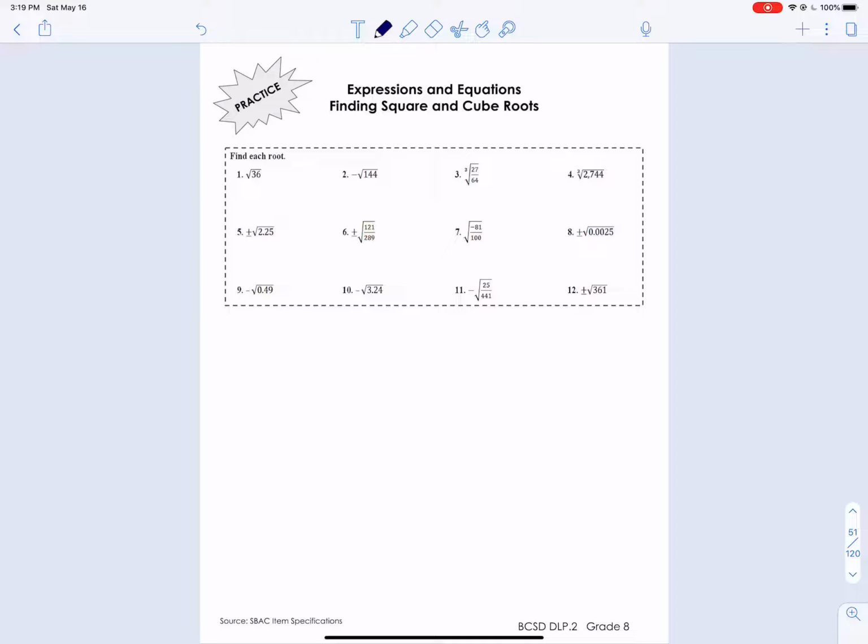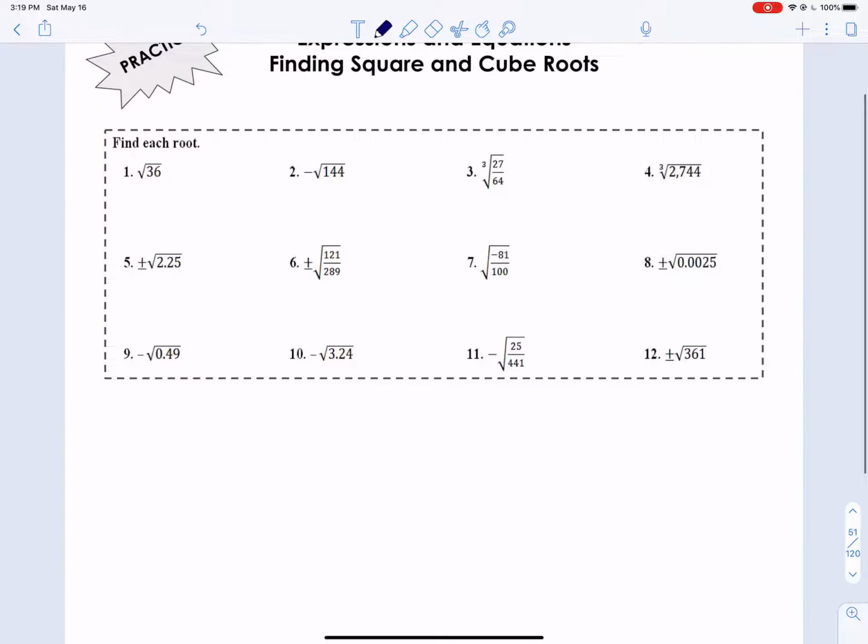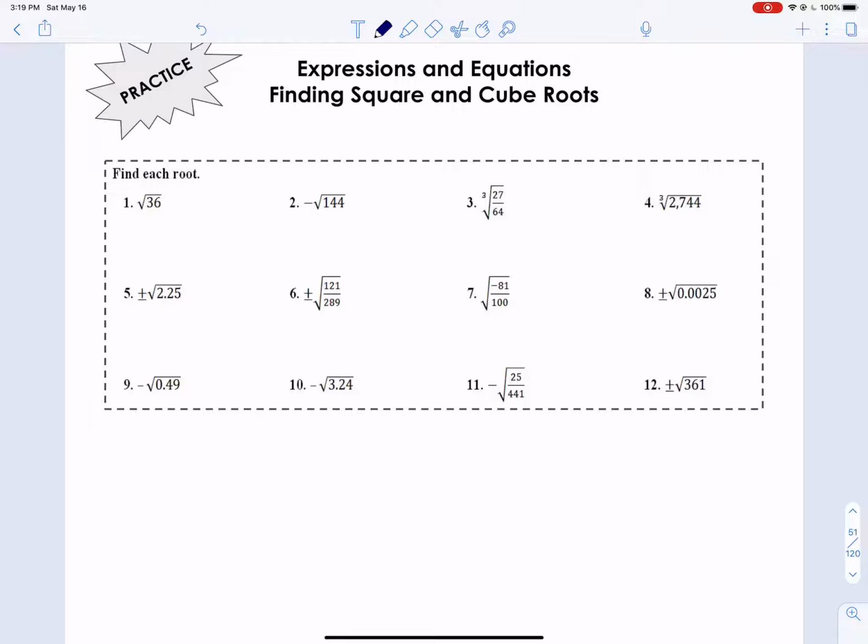Okay, now we just need to put this into practice, and we are simplifying these. All right, so let's do some of these fractions. So like number 3. Okay, I'm going to split this up into the cube root of the numerator over the cube root of the denominator.